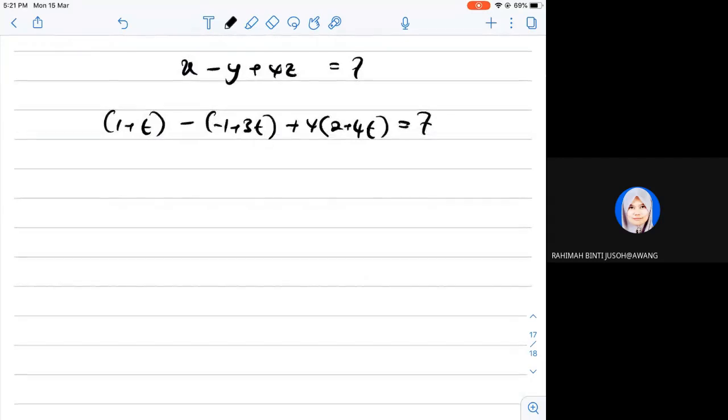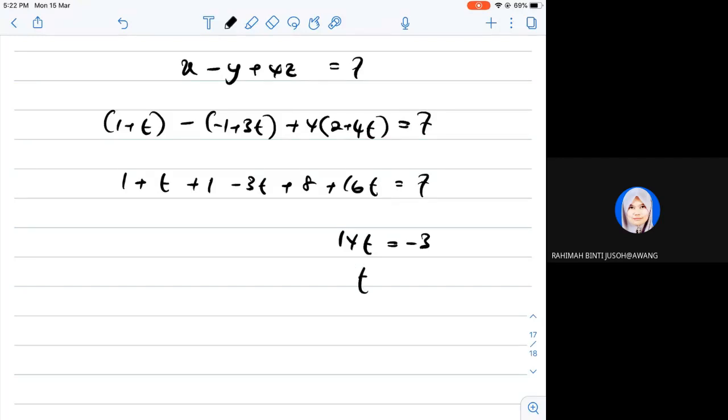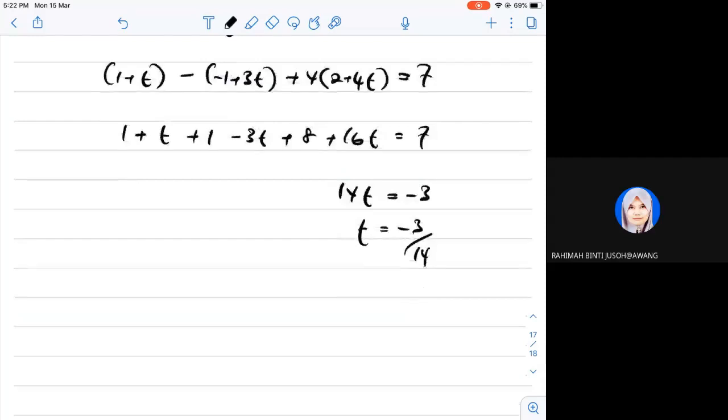So let us expand this one guys. We will have 1 plus t minus plus 1. So minus 3t plus 8 plus 16t. Kalau saya tersilap beritahu 7. So apa ni? T tolak 3t -2. -2 jadi 14t. 1 plus 1 2. 2 plus 8 10. 7 minus 10 -3. T equals to -3 over 14, isn't it? Dapat tak? Dapat. Okay.